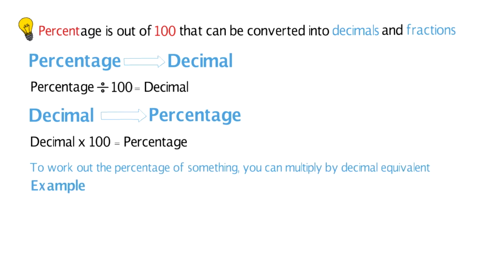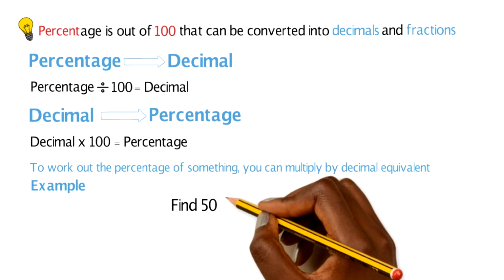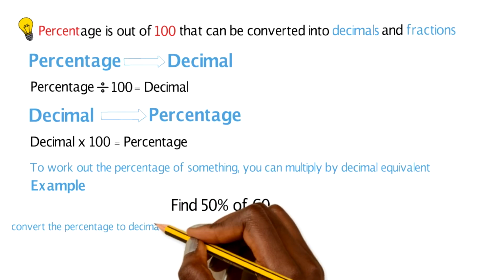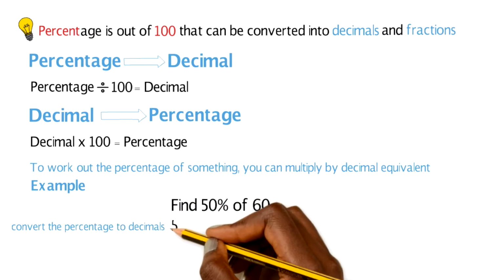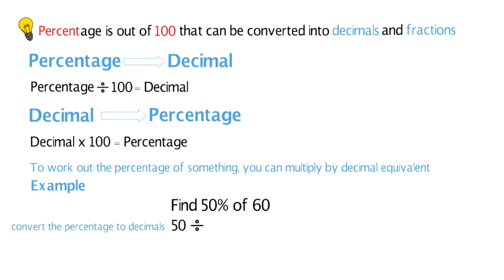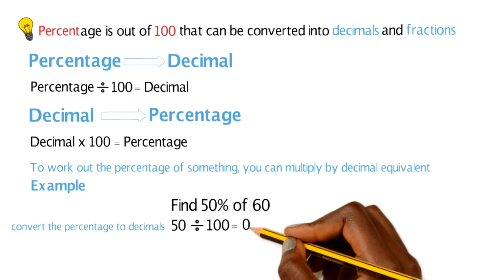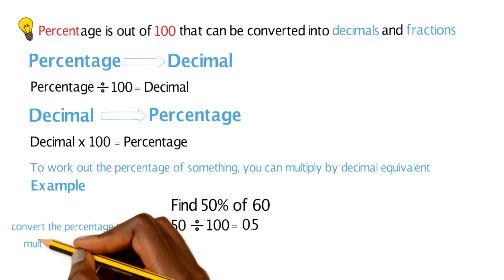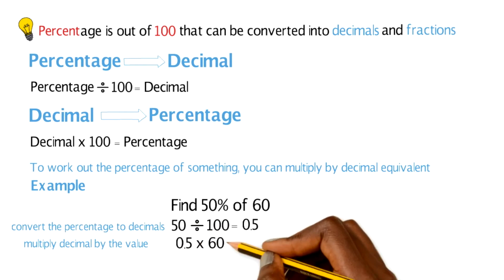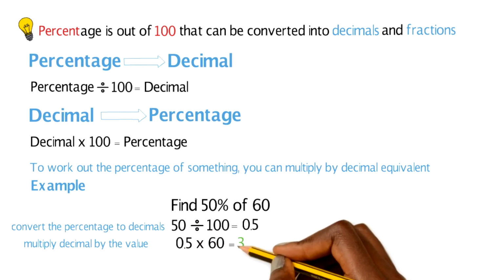So here's a working example of what that means. For instance, if a question says find 50% of 60, we can convert 50% into its decimal, which remember would be divided by 100. That would leave you with an answer of 0.5. Then we can multiply 0.5 by 60, and that would leave us with the answer 30.